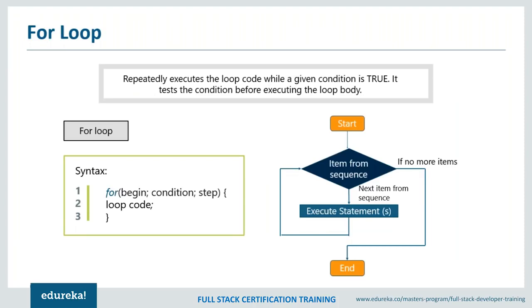Now next we have for loop. Let's look at for loop. So what is for loop? A for loop basically repeatedly executes the loop code while a given condition is true. It tests the condition before executing the loop body. Now here you can see the syntax of for loop. Within the for loop, there is a begin statement, which is separated with a semicolon. Then there is the condition, semicolon, and this step. And then there is the loop code. Now this begin statement is executed one time before the execution of this code block.